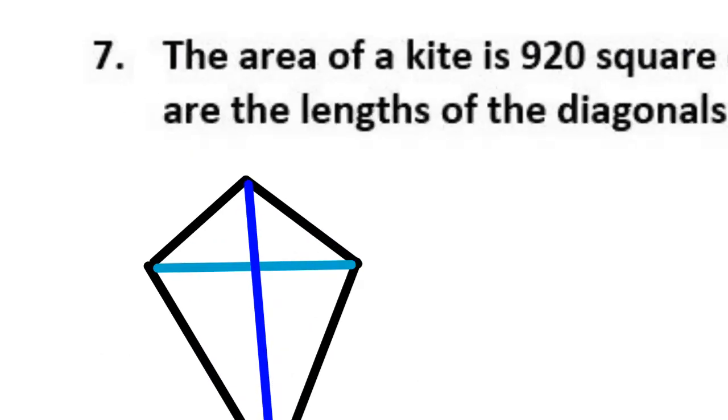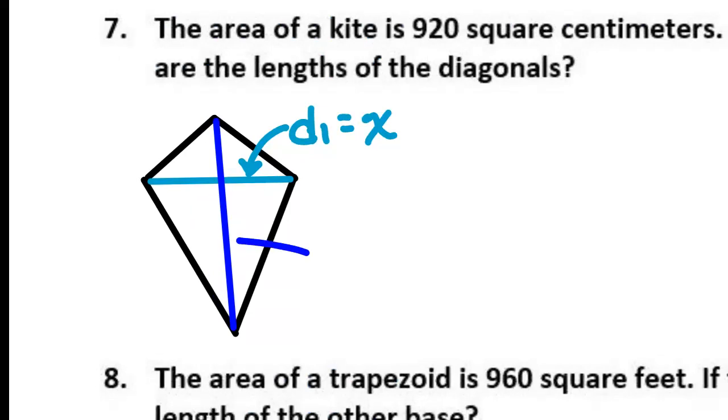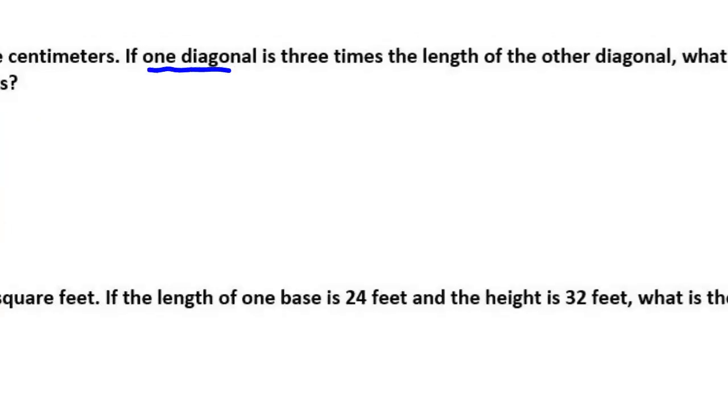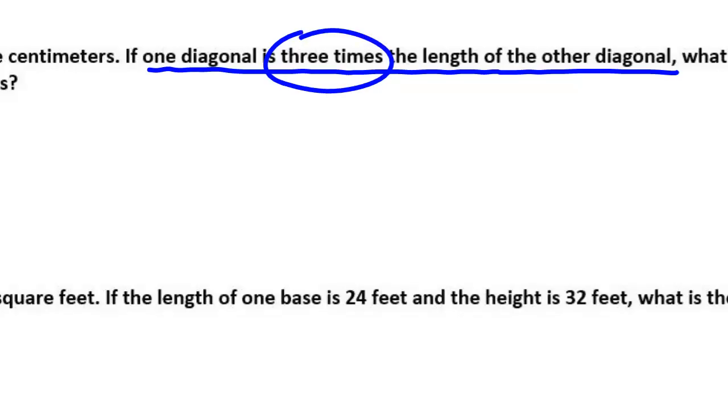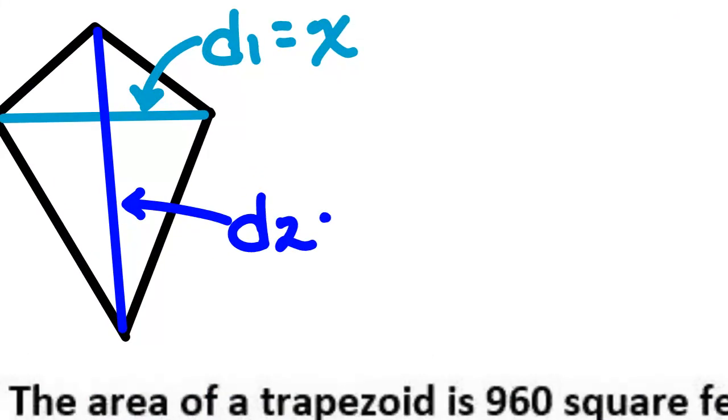I'm going to call the light blue one diagonal 1, and that's my shorter one, so I'm going to let it equal x. I'm going to call the larger one diagonal 2, and it says one of the diagonals is 3 times the length of the other diagonal. So if my shorter diagonal is x, what would we call the bigger diagonal then? 3x.